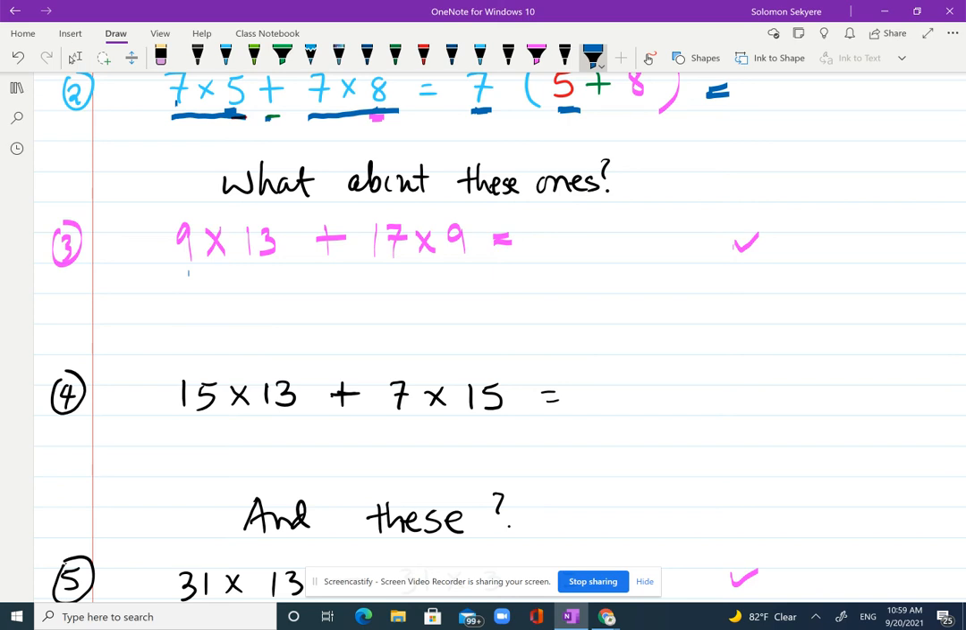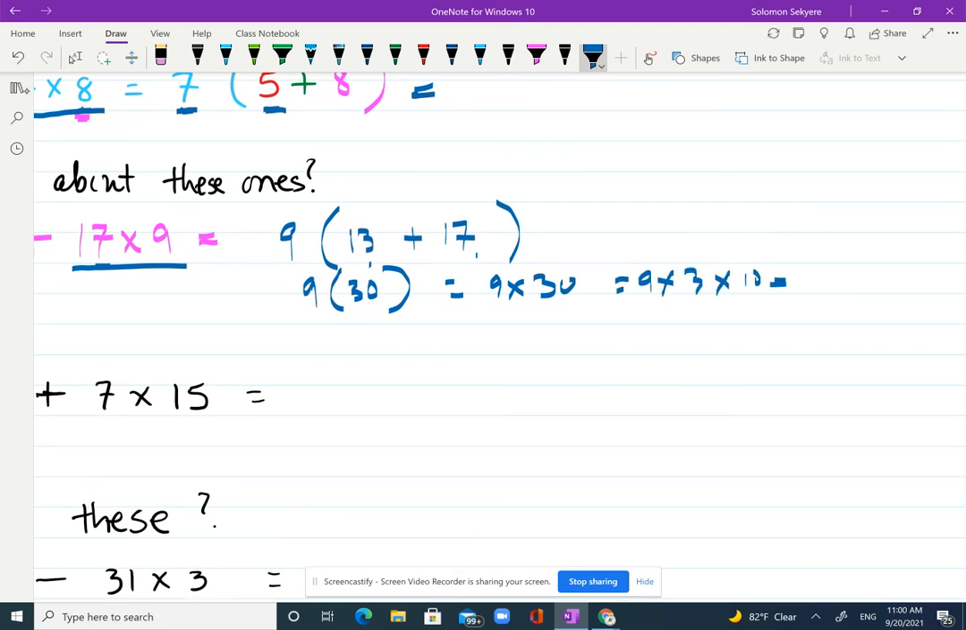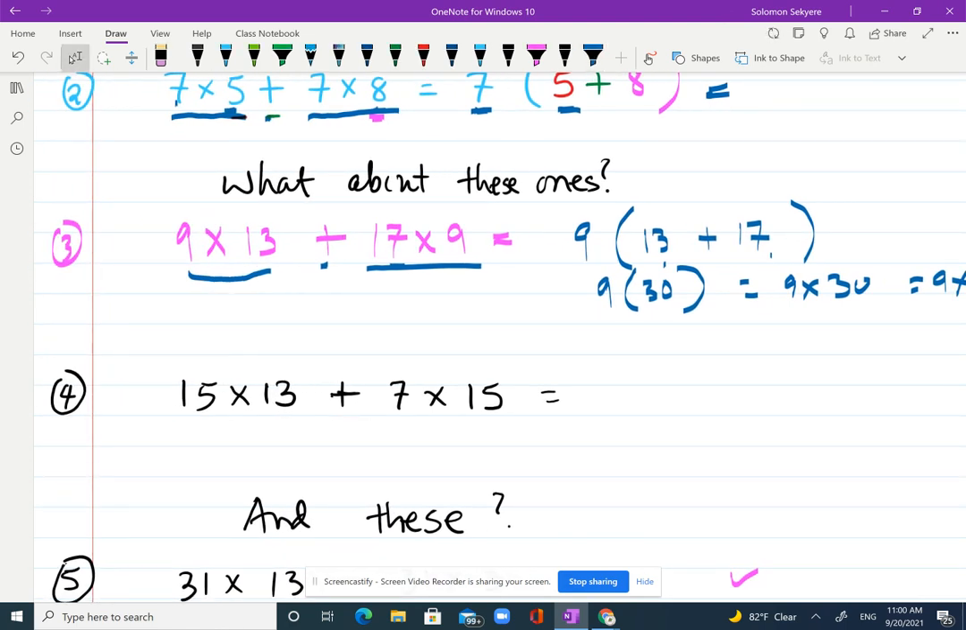Look at it: 9 times 13 plus 17 times 9. You look at both multiplications. What number is common to both? 9 is common to both. If I take 9 out, the first multiplication is 9 times 13, I have 13 left. I bring this sign, which is plus. And then what is left here? 17. You see that? And then what is 13 plus 17? 30. So it's 9 times 30, which is 9 times 3 times 10. 9 times 3 is 27, times 10 is 270. So you see how sometimes when we factor it, it makes it easier.